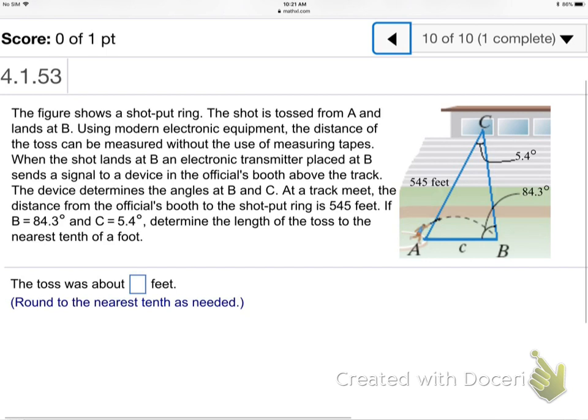So, long story short, they want C. It's a lot of words. They want to know how far C is, right? How far the toss is. So that's the same thing, right? We got two angles, so we can find the third angle. Then we have all three angles. Then we can do the law of sines. Okay? I just go dot, dot, dot, like that.